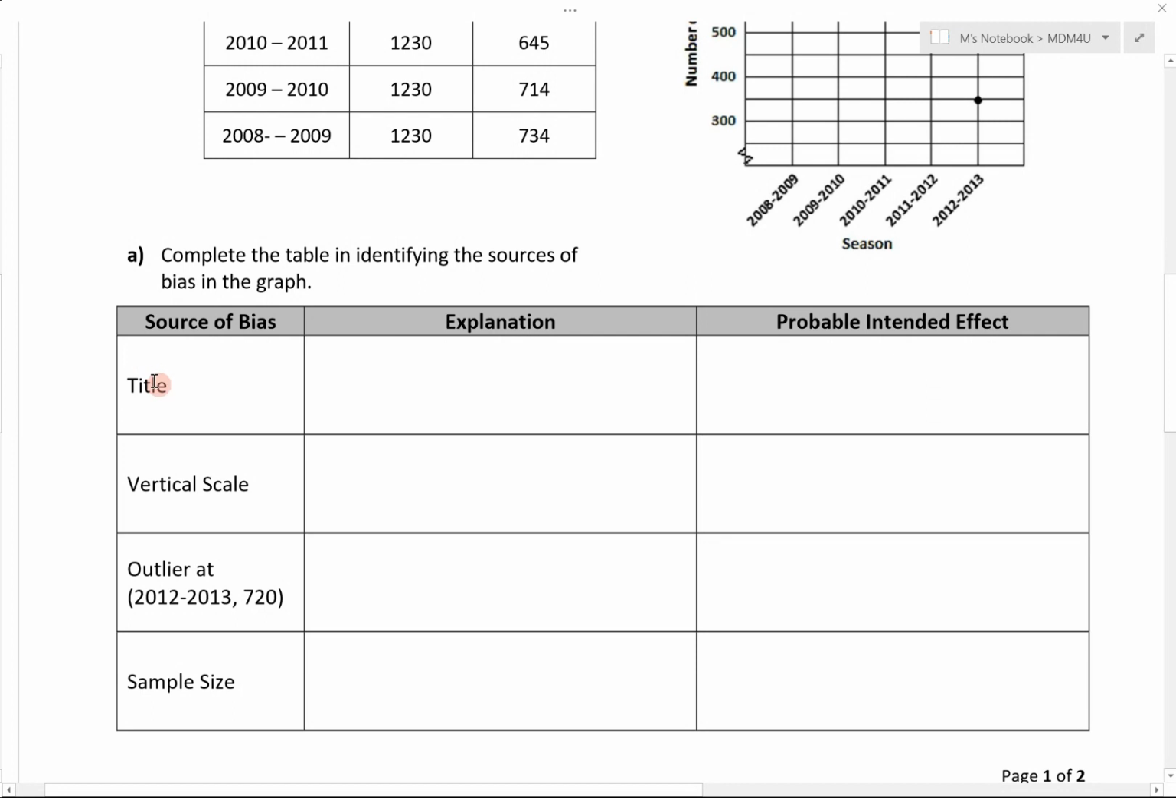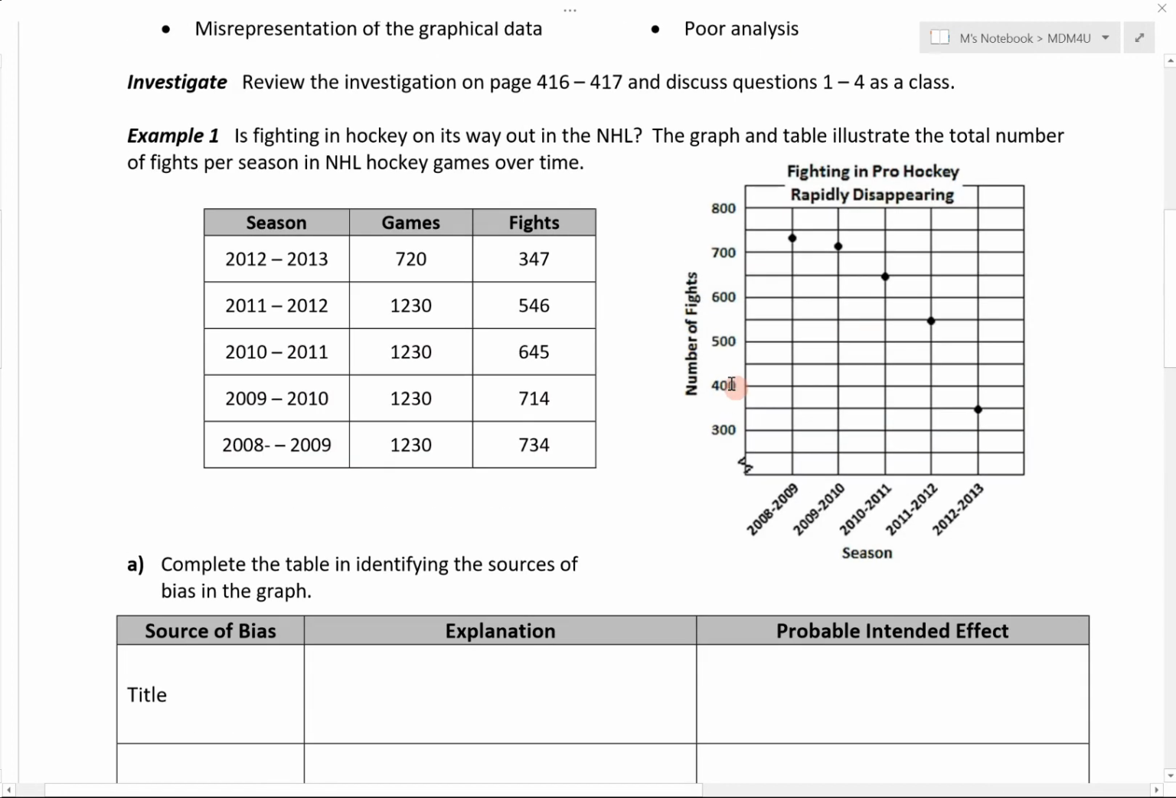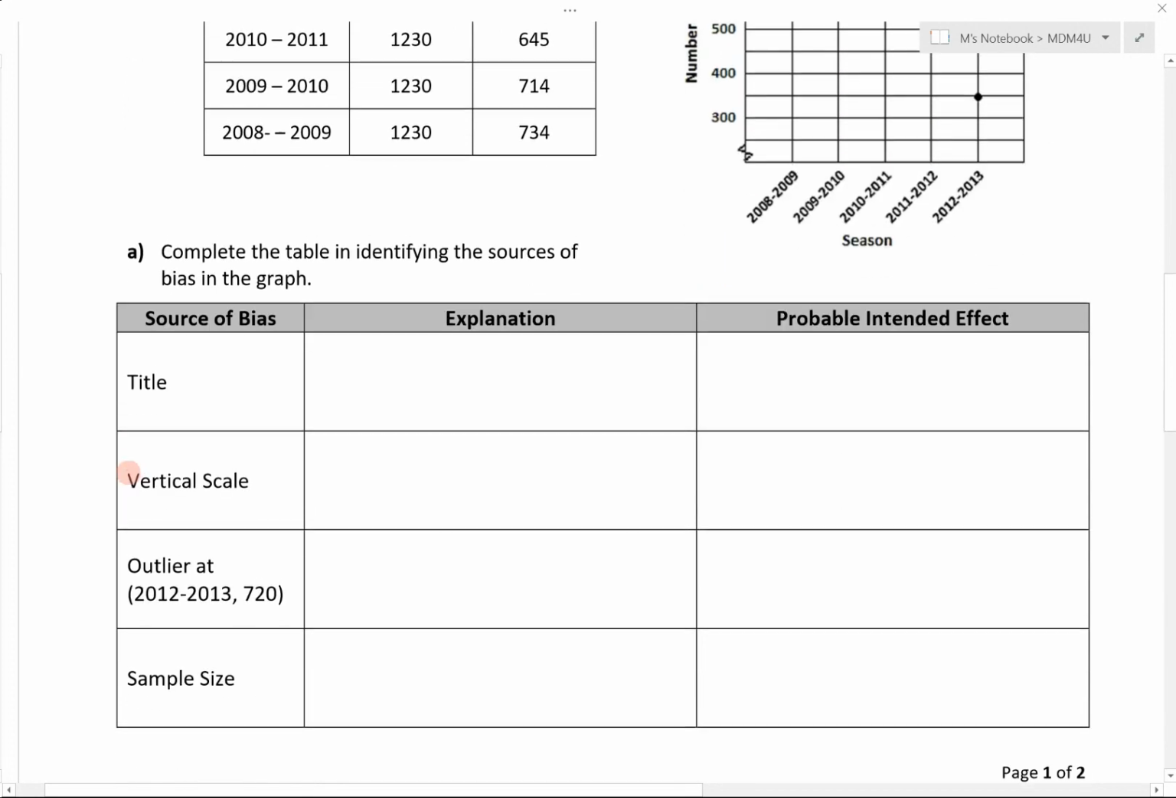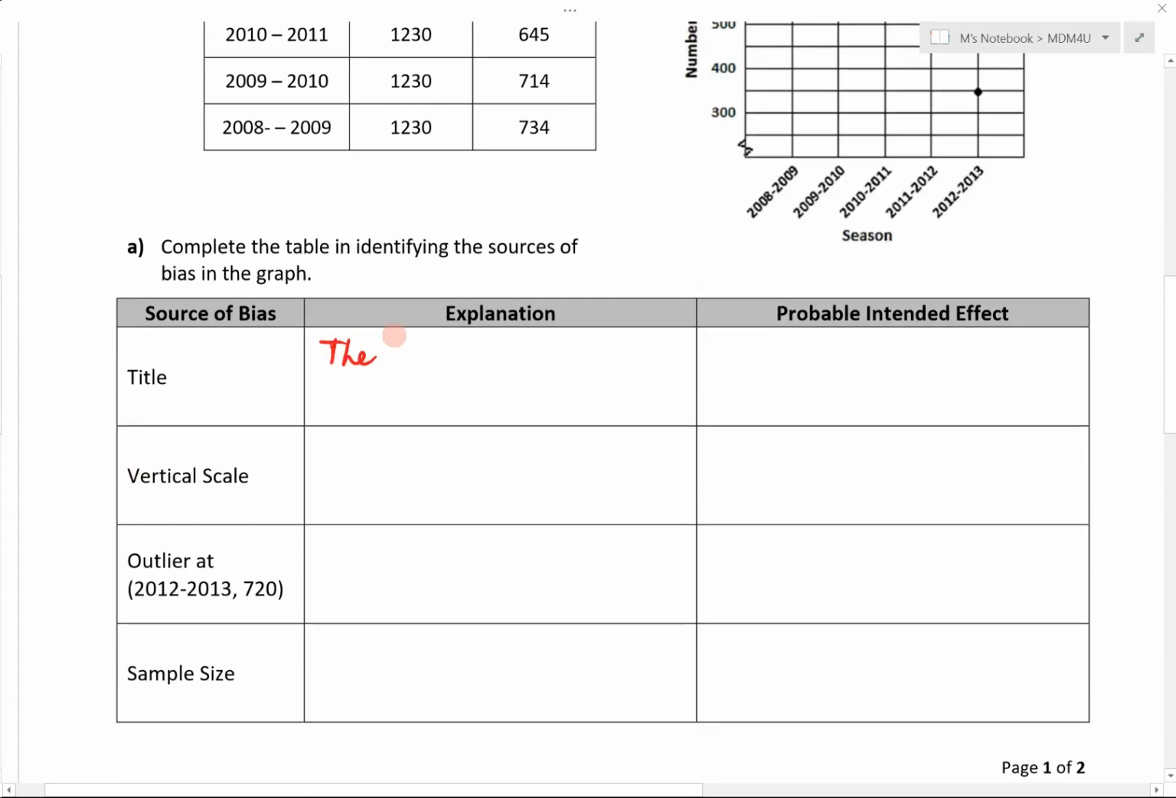So let's look at the title. Fighting in pro hockey rapidly disappearing. Okay, right away you can see it's kind of skewed to one point of view. It's not very neutral at all. So the language is not neutral. Okay, that's the first thing.